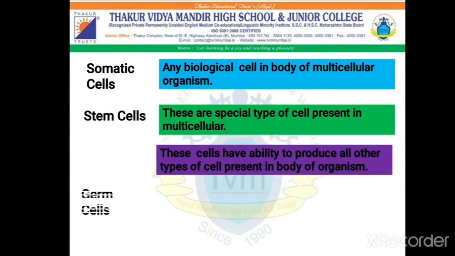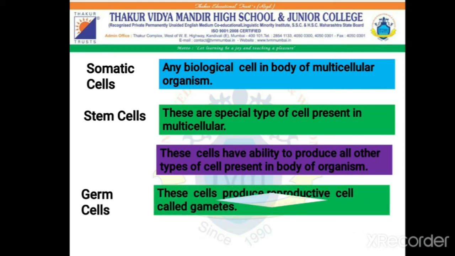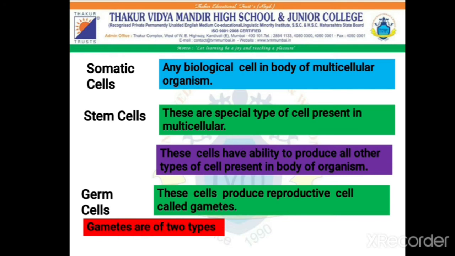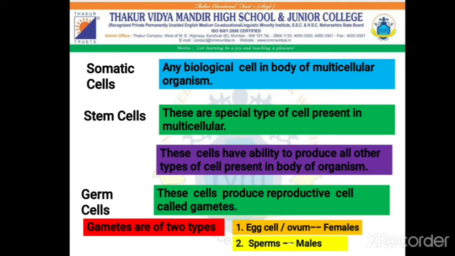The third one which we have seen was germ cells. The function of the germ cell is to reproduce new organisms. That is, these cells produce reproductive cells called gametes. These gametes are formed in males as well as in females. So, according to that, they are classified in two types. In females, these gametes are called egg cell or ovum, whereas in the case of males, they are called sperms.